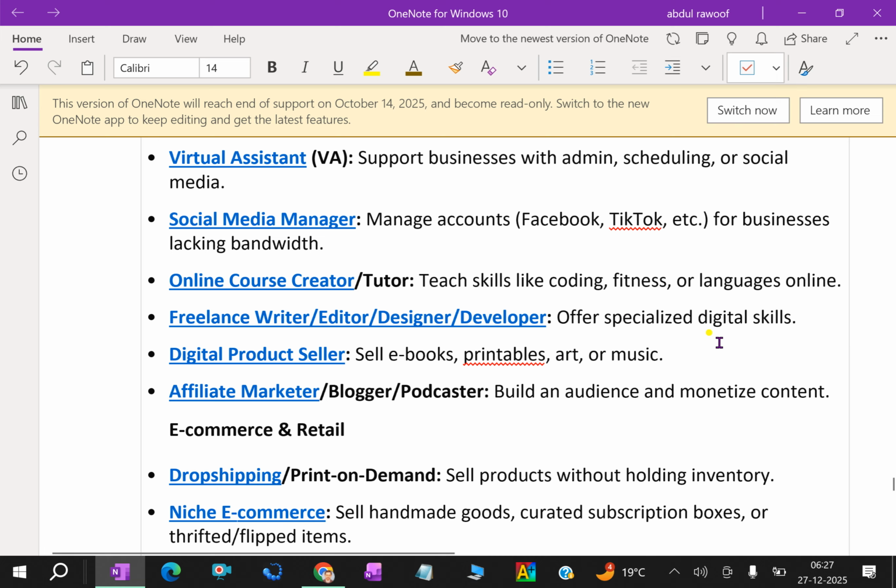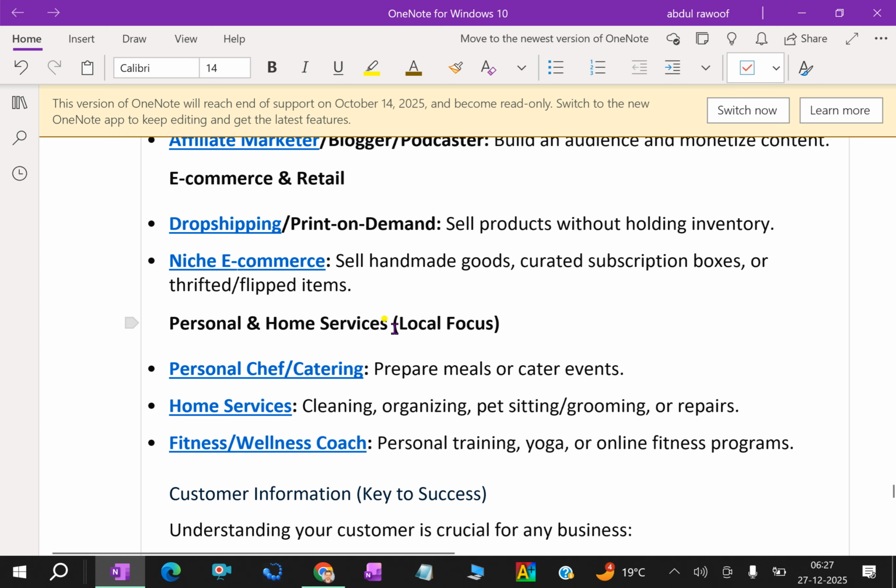Offer specialized digital skills. Digital product seller, sell ebooks, printables, art, or music. Affiliate marketer, blogger, broadcaster. Build an audience and monetize content. Some e-commerce and retail. Drop shipping, print on demand, sell products without holding inventory. Niche e-commerce, sell handmade goods, curated subscription boxes, or thrifted flipped items.